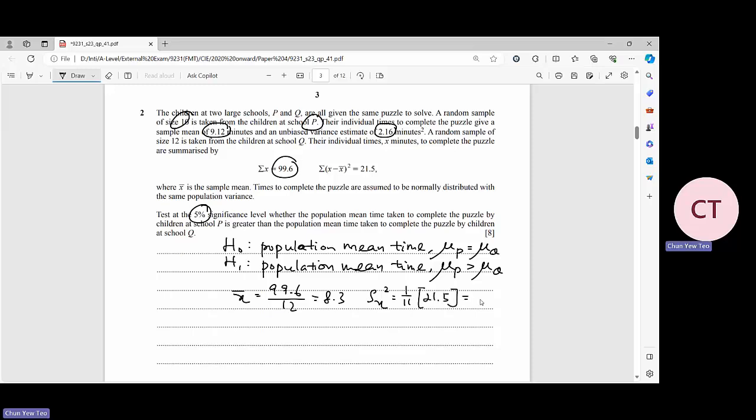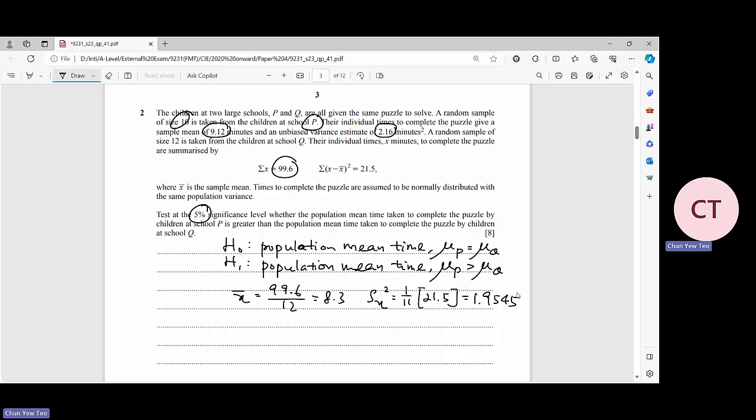So you need to know the formula. The formula that I'm using will be sigma of (X minus bar X) squared over n minus 1. I just apply this formula directly. Press the calculator and you get 1.9545. I leave the answer with 5 significant figures so that my calculation will be more accurate.